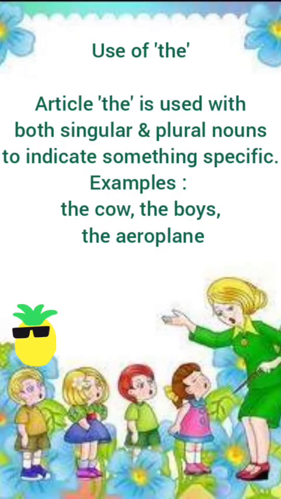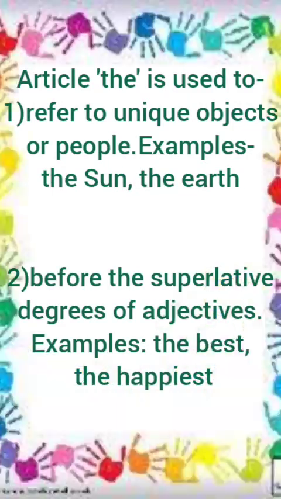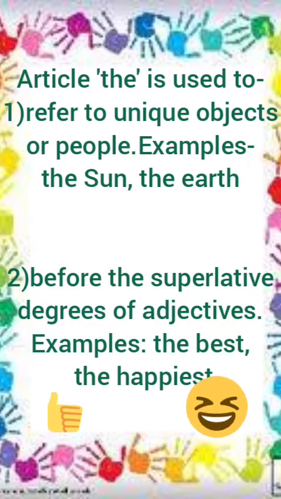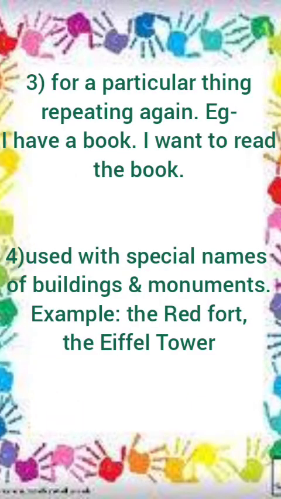Article the is used with both singular and plural nouns to indicate something specific, like the cow, the boys, the aeroplane. Article the is used first to refer to unique objects or people, like the sun, the earth. Before the superlative degrees of adjectives also we use the, like the best, the happiest. More uses are for a particular thing repeating again, like I have a book. I want to read the book. In this, once we have used article a, after that we are using the.